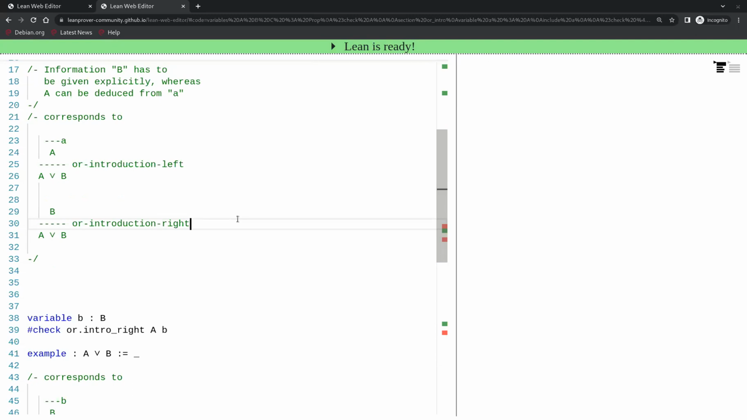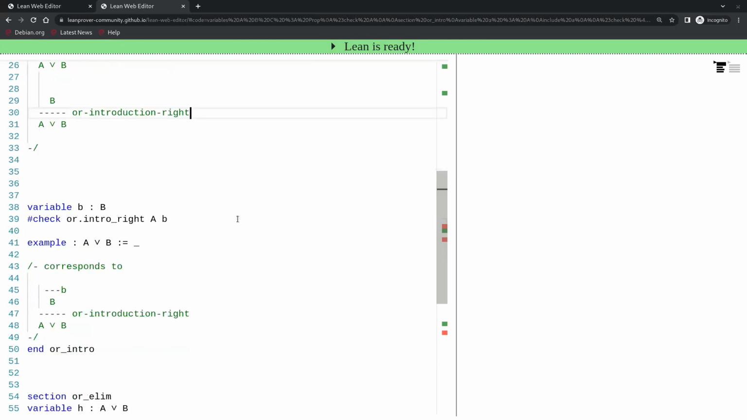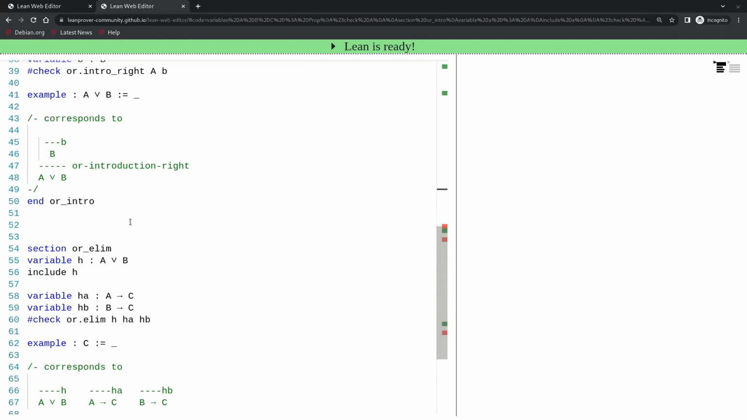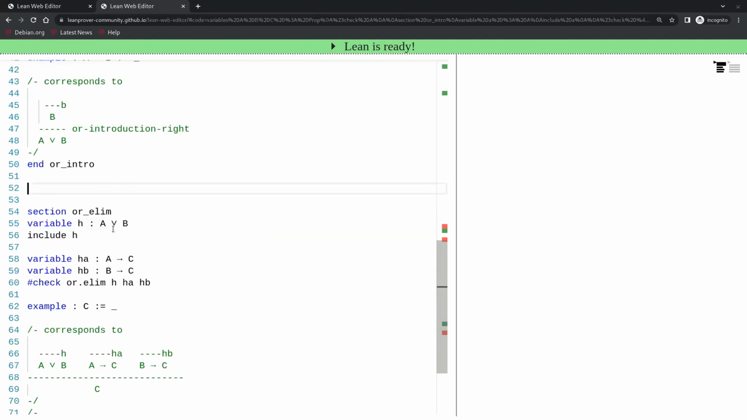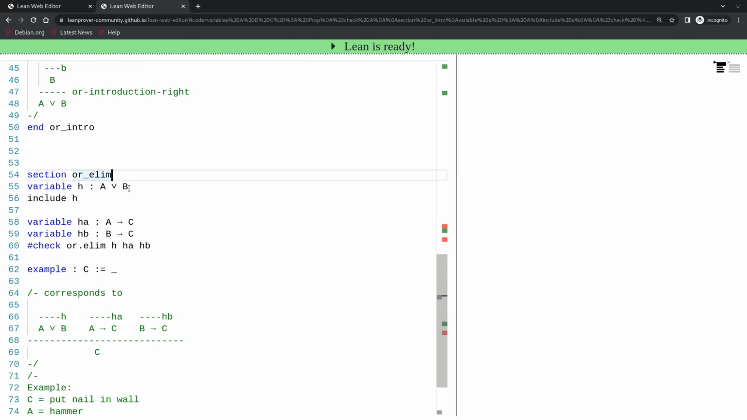Okay, this concludes the discussion of what to do in order to prove a disjunction. So what to do when the goal is an OR. How do we use as a hypothesis a formula that has an OR? So suppose we have a proof of A or B, and suppose we want to prove an arbitrary formula C from A or B. How does that work?